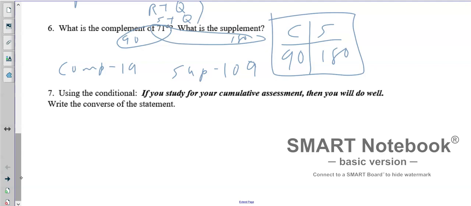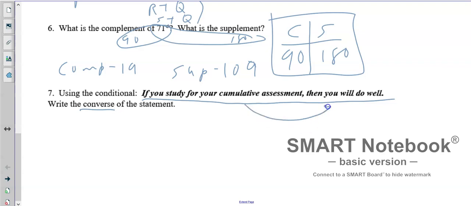Okay, using the conditional: if you study for the cumulative, you will do well. It's not a guarantee, but it's most likely. Write the converse. Now, here's one of those things that I would put on the cheat card. But remember, just because converse is on the practice test, it may not be on the actual test. So on your cheat sheet, I would remind yourself what converse means, what contrapositive means, all the different terms, so that if one of the other ones is on the test, not converse, you are prepared for any of them.